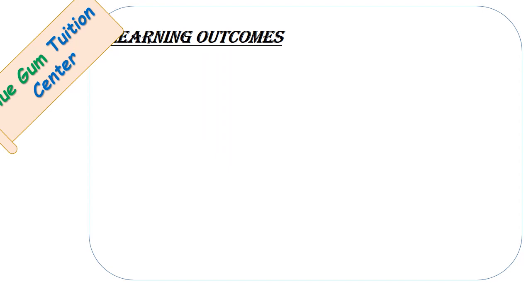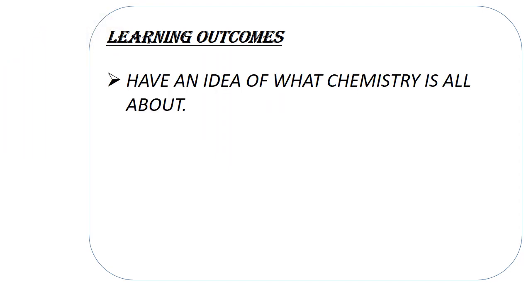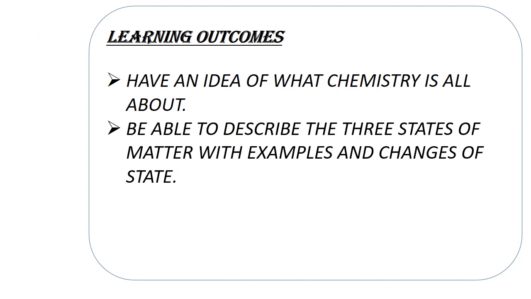So at the end of this video, here is what I expect you to be able to do. I expect you to have an idea of what chemistry is all about. Before we can go into other details, we'll first have to know what chemistry is. Then I expect you to be able to describe the three states of matter with examples and changes of states. This is grade 8 work, but that's where chemistry starts from, so we just have to revise from there.